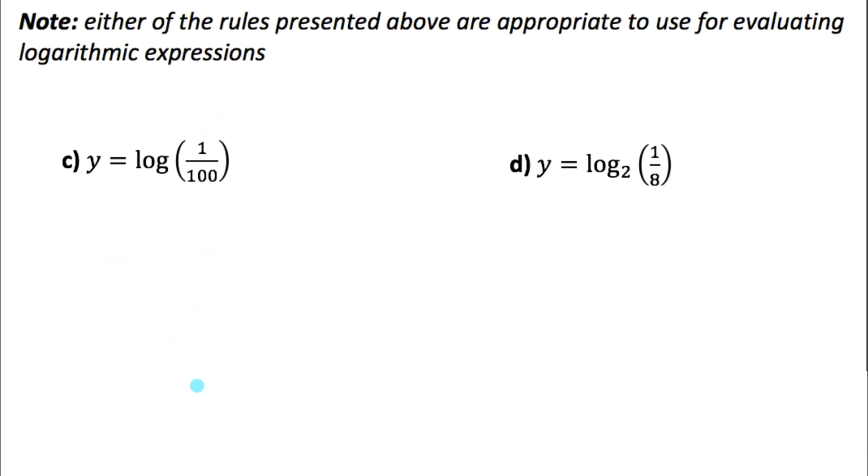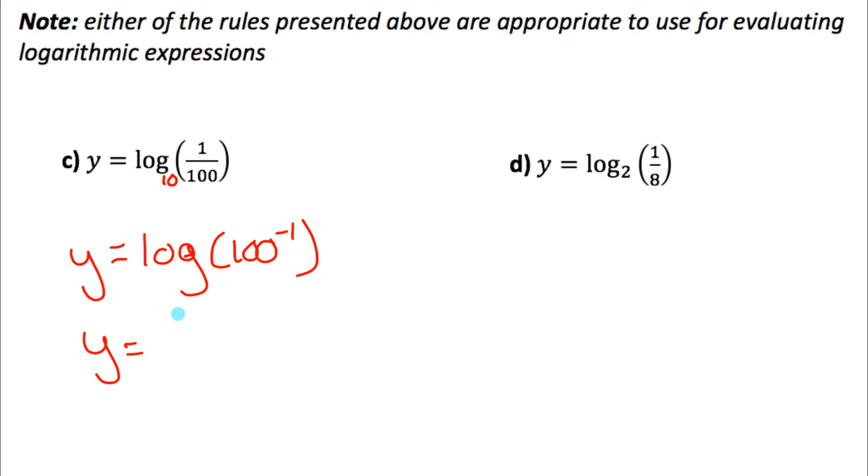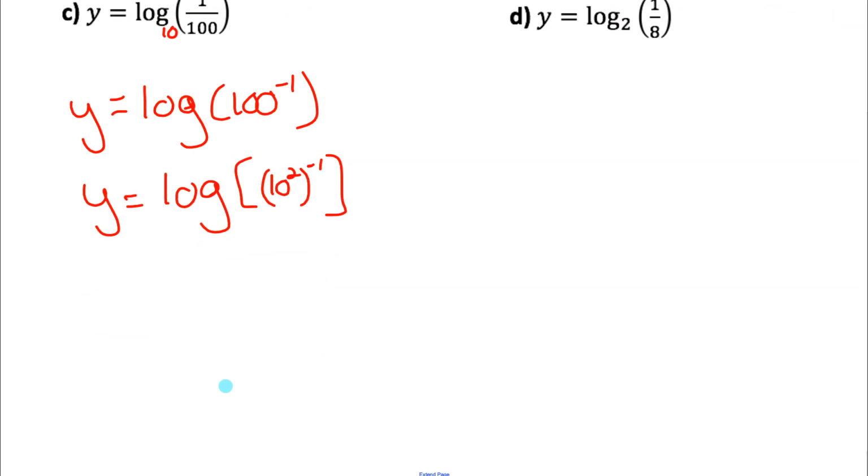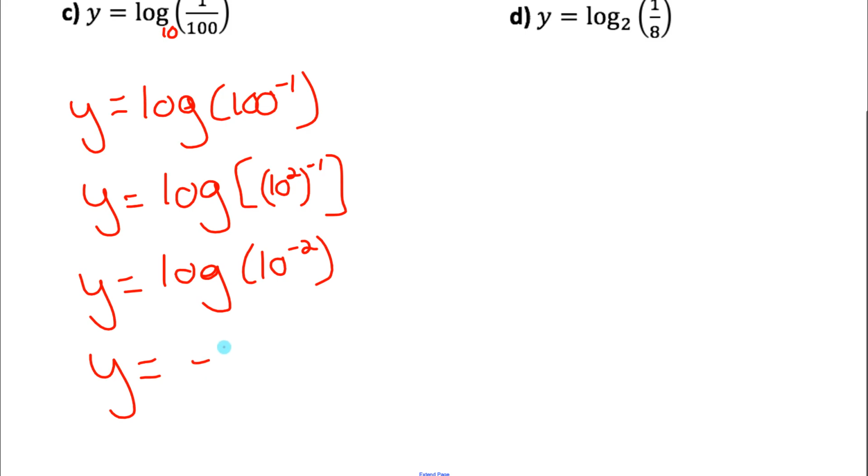And now let's do 2 more, but let's evaluate it however you want. Part C, this is a common logarithm. I don't see a base, so know that the base is 10. Now you don't have to write that in. I'm just showing that to you there. 1/100. Well, let me just start by rewriting that as 100 to the -1. And now 100 I could rewrite as 10 squared. So this would be equal to log of 10 squared to the -1. And then my exponent rule tells me I could multiply those exponents together. So this would be equal to 10 to the -2. So that tells me my answer to this is -2.